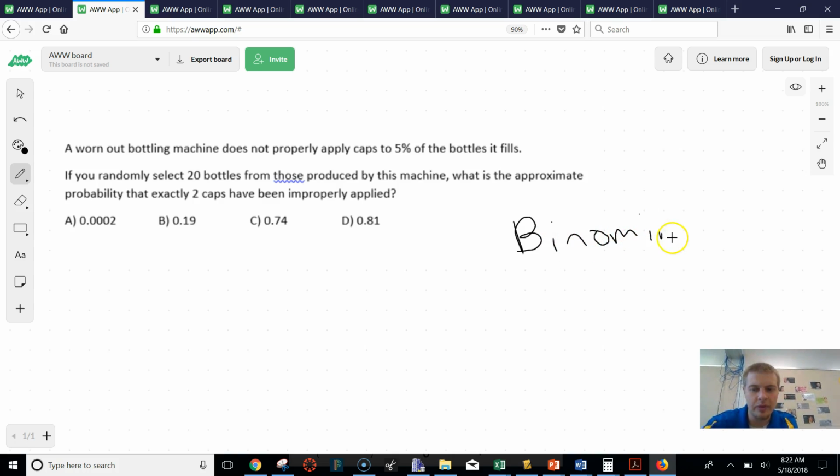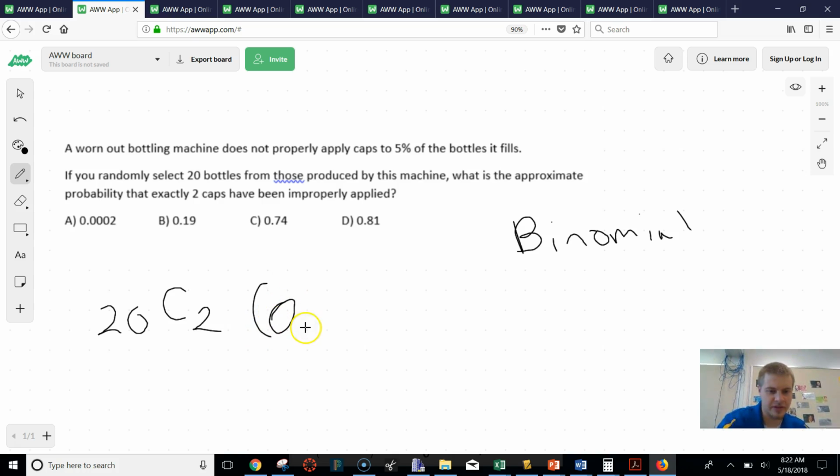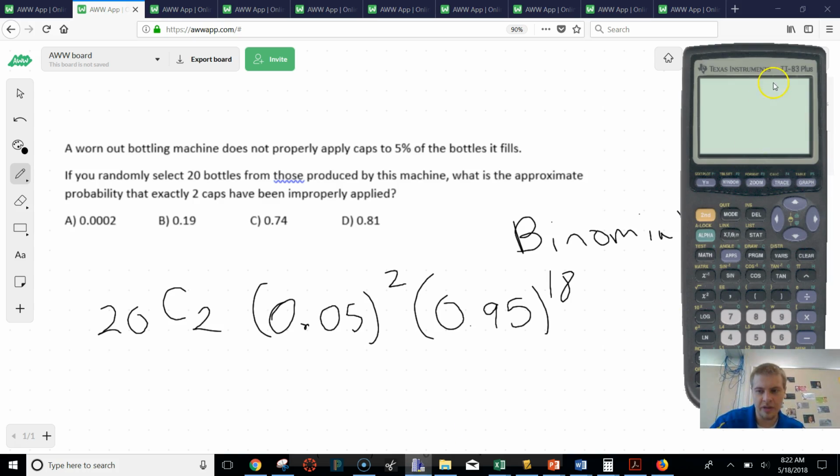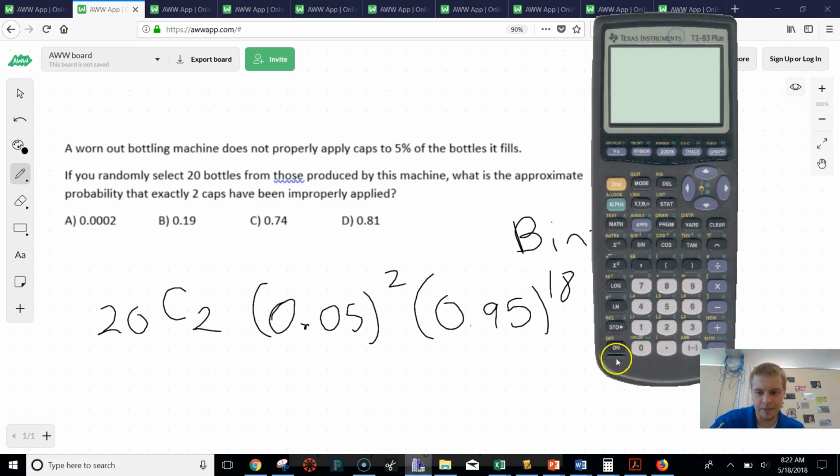So since it's binomial, for binomial we always do our total, choose how many we want to get, which is 2. We then put how many successes we have, so we have a successful rate of 5%, or I guess a failure rate of 5%, but we're going to treat it as a success, and we want that to happen 2 times. And then we have to think about the percent of time that it doesn't fail, and that's going to happen 18 times. And then we're going to plug that in our calculator and see what we get.